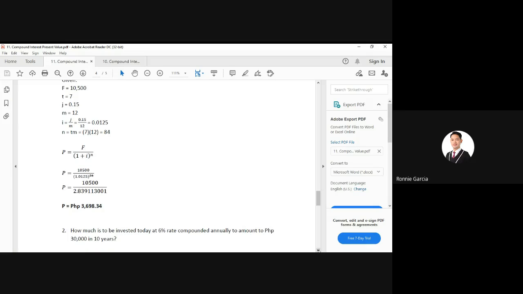The last one, how much is to be invested today at 6% rate compounded annually to amount to 30,000 pesos in 10 years? So kanik sayon na jud kaayo ni siya kay annually. So di nakakaayo daghag i-multiply.